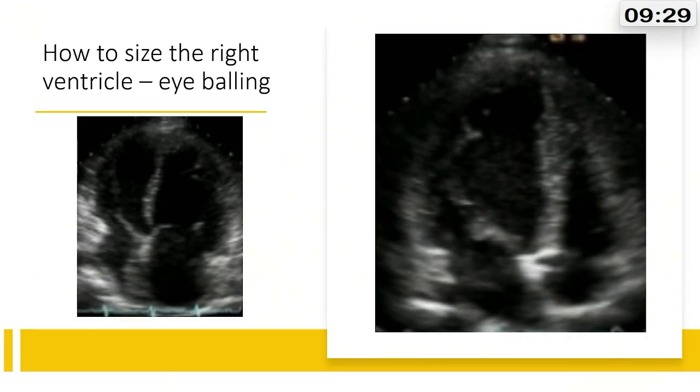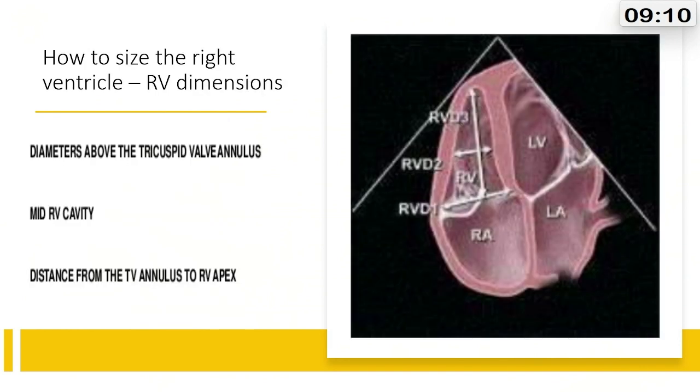Here we can see on the left side a normal apical 4-chamber view where the right ventricle is smaller in size than the left ventricle, while on the other side we have a large dilated right ventricle with an apex forming right ventricle, denoting right ventricular dilatation.